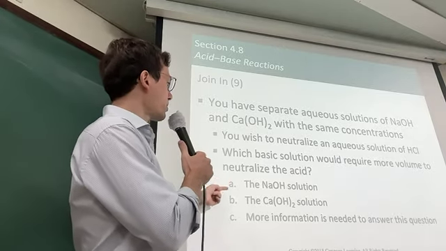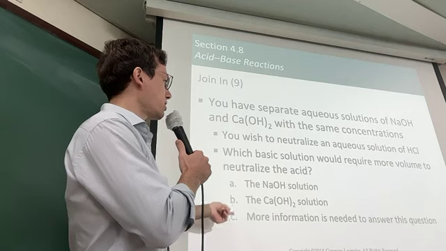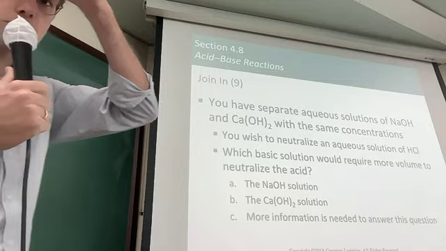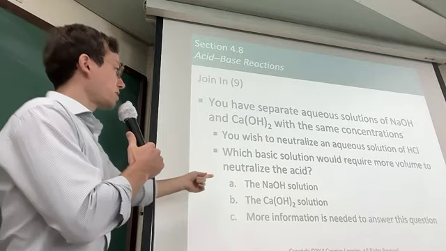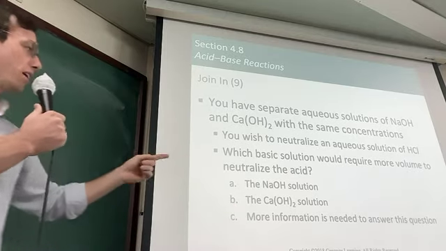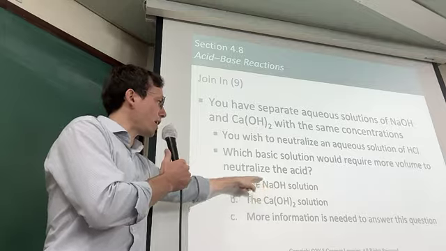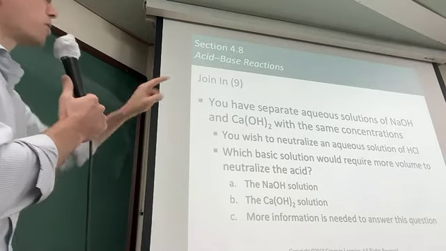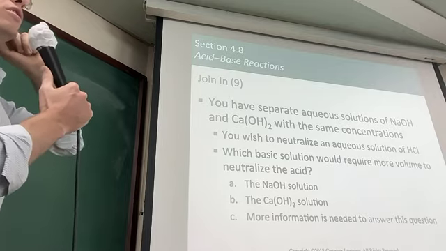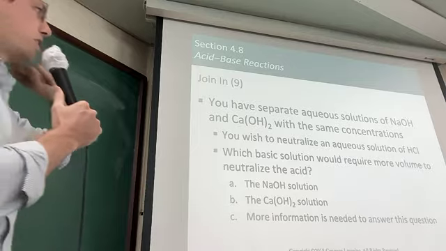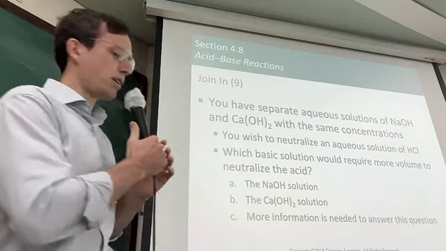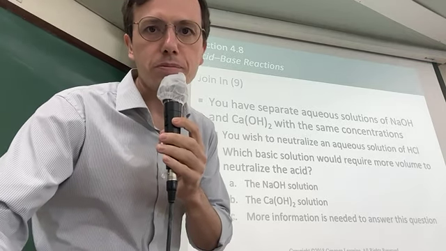Is it A, sodium hydroxide? Is it B, calcium hydroxide? Or C, more information is needed? So who thinks it's A, B, C? Yeah, it should be A, right? Because per formula unit you have less hydroxide, right? And we are talking about the same concentration. So we have the same number of formula units in the solution per volume. So if you then fix that one, then you require more volume, you double as much volume here, right? Okay.